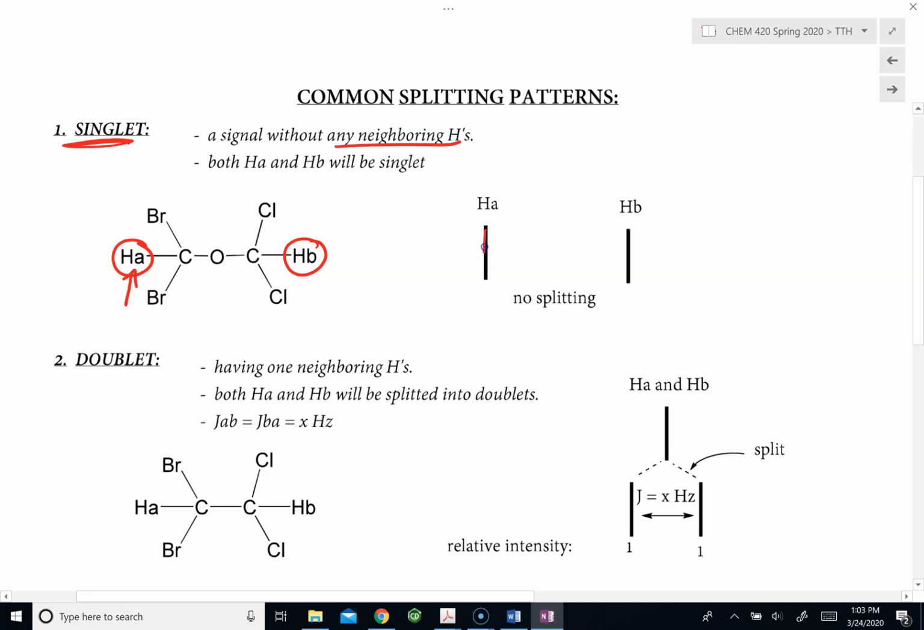Therefore, the signal for HA is as follows. It starts as a singlet and it remains as a singlet. And similar for HB, it starts out as a singlet, and because it does not communicate with any other hydrogen, it remains a singlet as well. So both HA and HB would be singlets.